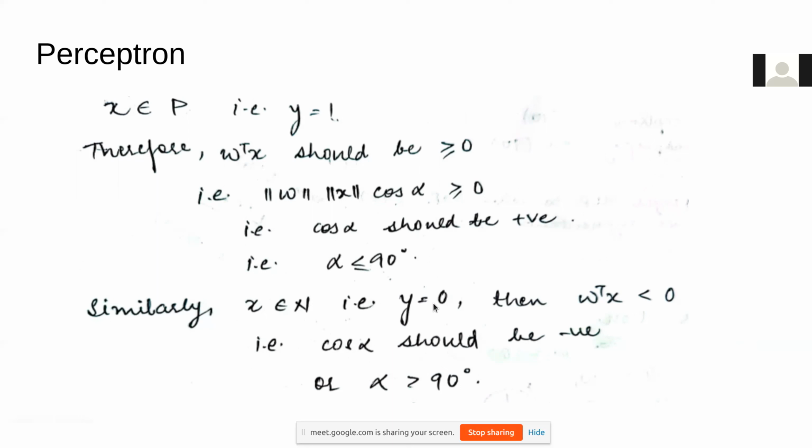Similarly, if X belongs to the other class, that is the negative class, in which we are assigning the true label to be 0, then we expect W transpose X to be less than 0. That is, the value of cos alpha should be negative in this case, which means alpha has to be greater than 90 degrees.